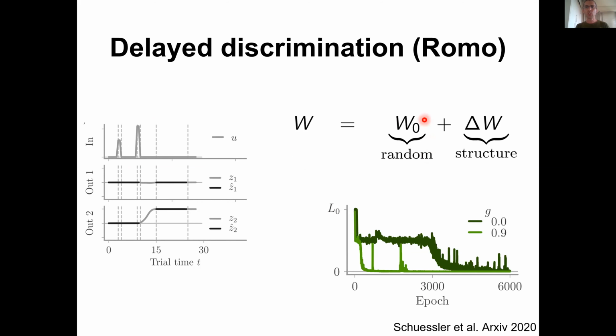If, on the other hand, we do have initial connectivity, and this is the G. So G here is taken from a random distribution with g squared over n variance. So this is just the scale of the random connectivity. So if you have initial connectivity, you do this much, much, much faster. But in both cases, the network is able to learn.